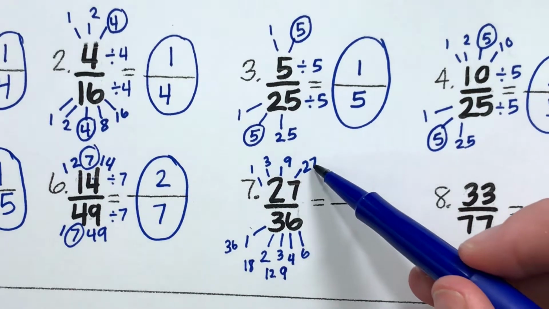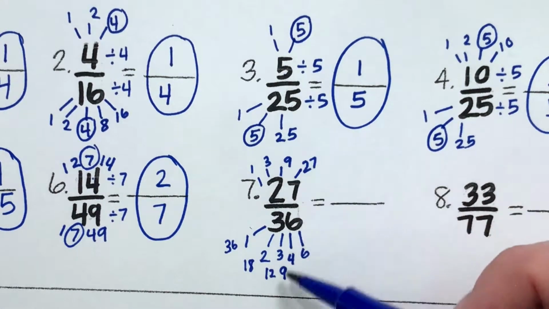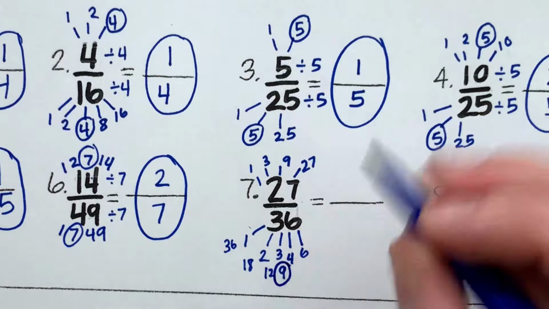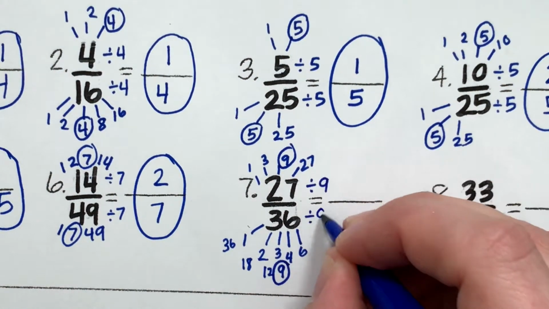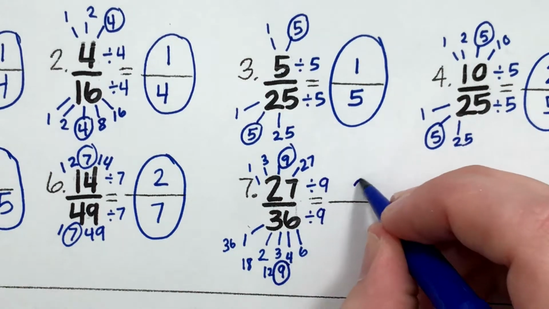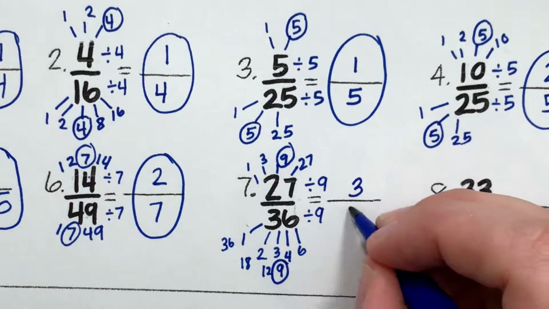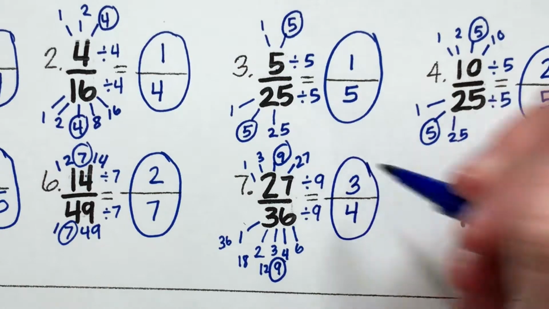So let's go back and look. 27, not down here. 9, yes, 9 is down here. So that's going to be our GCF. Divide both sides by 9. 27 divided by 9 is 3. 36 divided by 9 is 4.